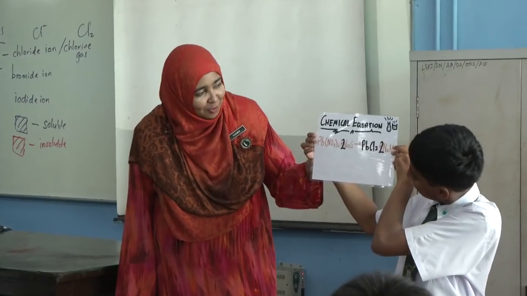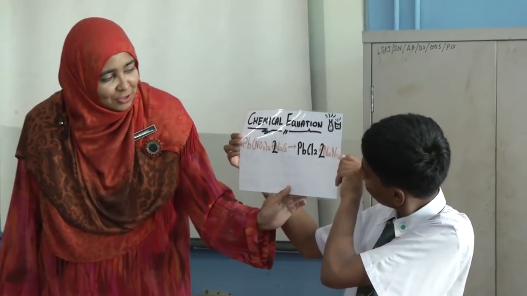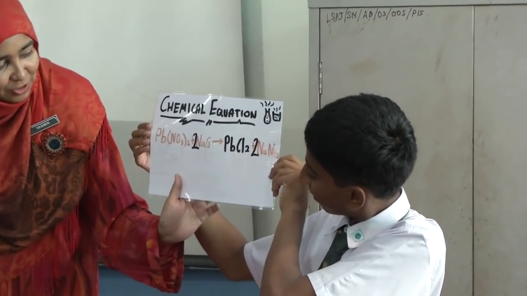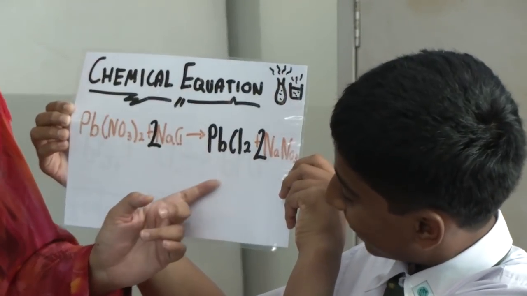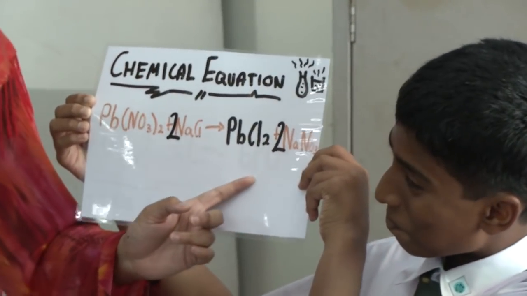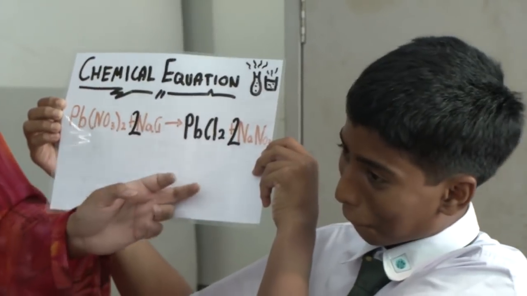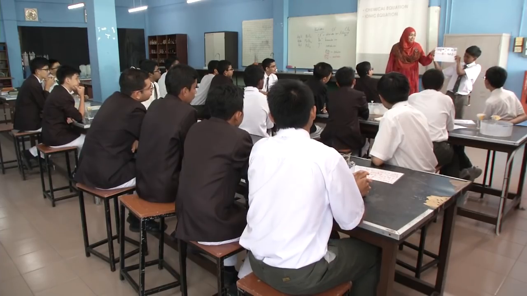Okay, he too has some corrections done, probably from the earlier discussion. So his chemical equation is Pb(NO3)2 plus 2NaCl. So earlier you didn't balance, right? Okay, so PbCl2 plus 2NaNO3. Okay, right, clear? Yes. Yeah, because you already made the correction.